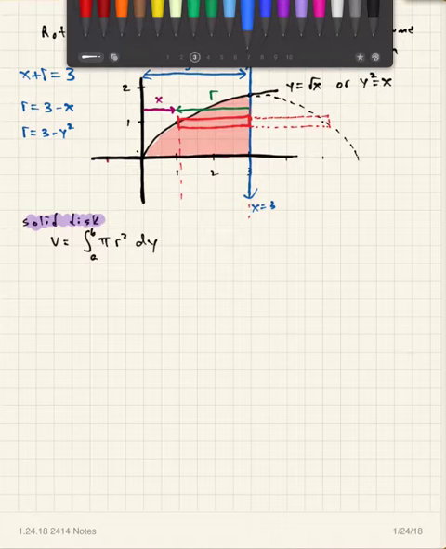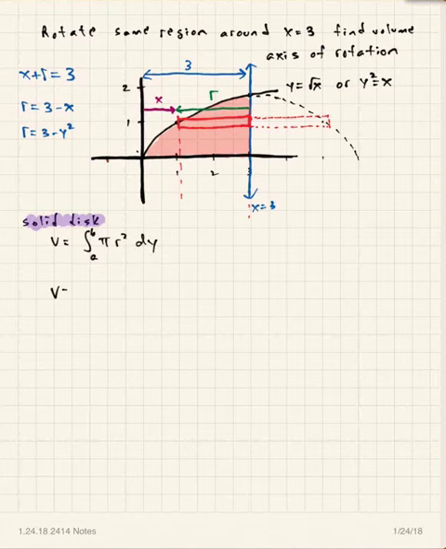All right, so now let's write out the volume integral here. Just like the last problem, it'd be from 0 to the square root of 3. And this would be pi times the square of the radius, but the radius is 3 minus y squared. So this would be pi times 3 minus y squared, squared, dy. Okay, and so there's our volume integral in this problem. Not too bad of an integral here at all.